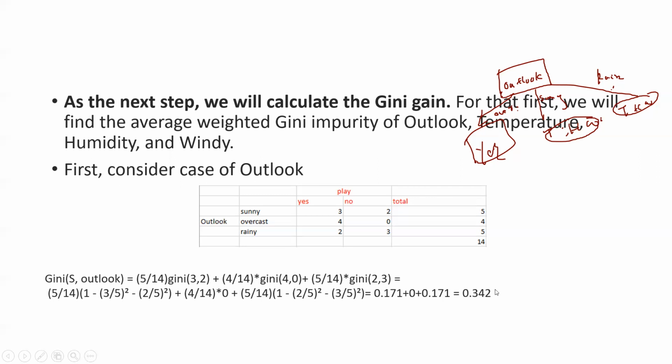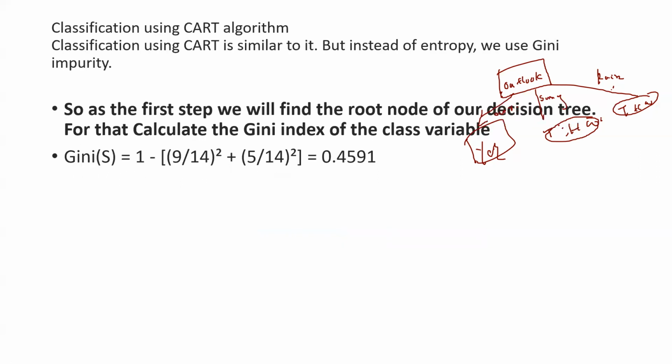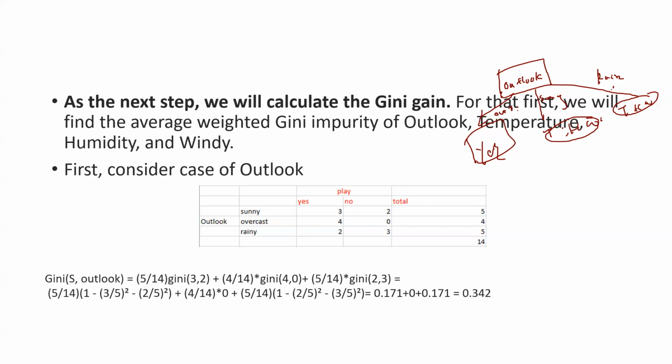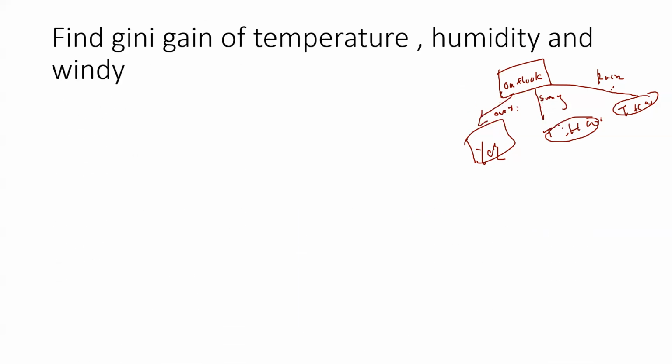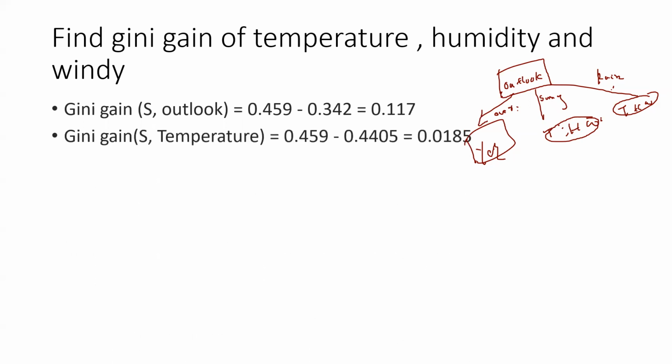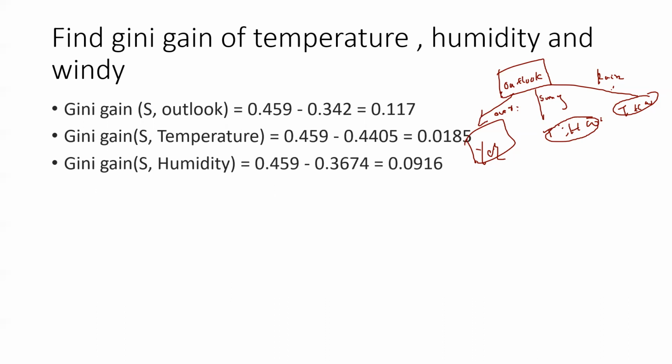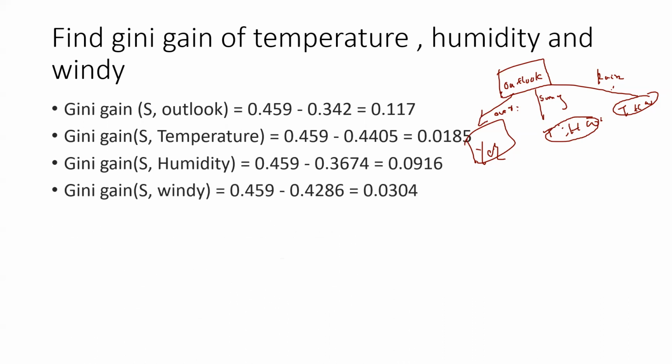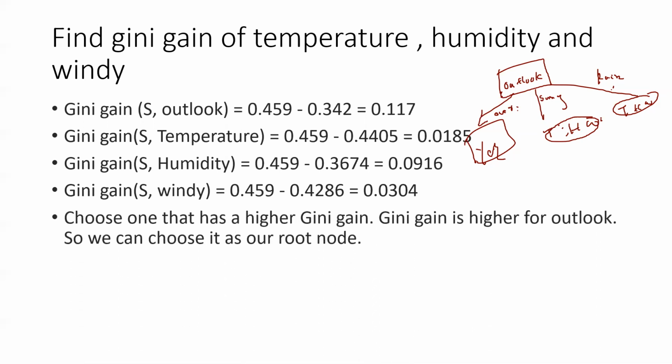Similarly, we get Gini of the other values as well. We need to calculate for outlook, temperature, humidity, and windy, then we'll get to a conclusion. If we keep on solving, the Gini gain for outlook is 0.117, for temperature 0.0185, for humidity 0.0916, and for windy 0.0304. Again, the higher Gini gain is outlook, so we select outlook as the first one.